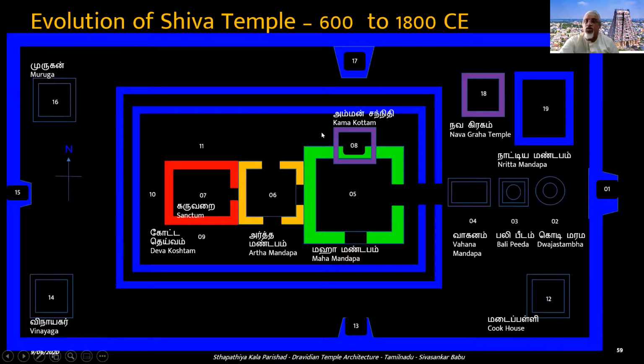So 2, 3, 4, up to 7 prakaras were built, and these were fixed in all the 4 cardinal directions with grand gopuras, towering structures. So this is how a small temple, which was existing around 600 CE during the Pallava period, expanded into a temple city by 1800, by the end of the Nayaka period.